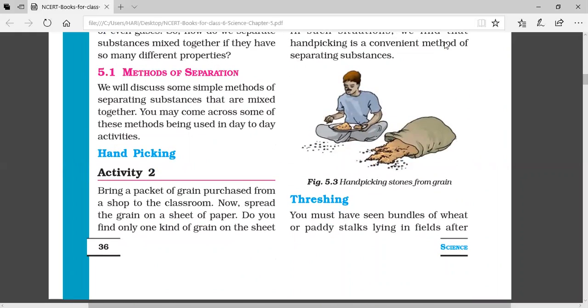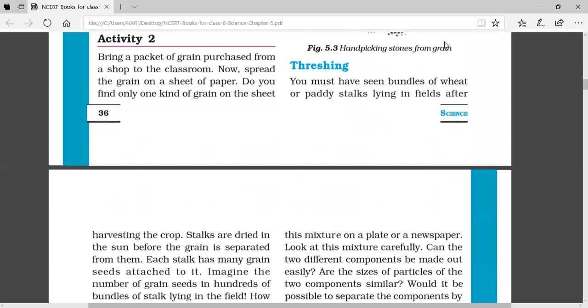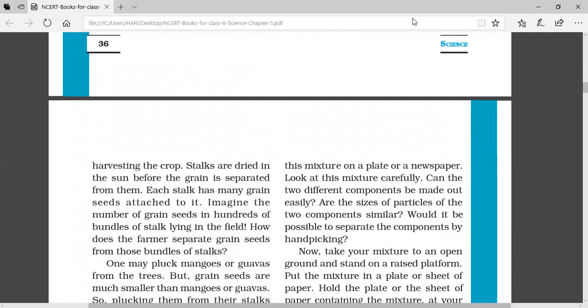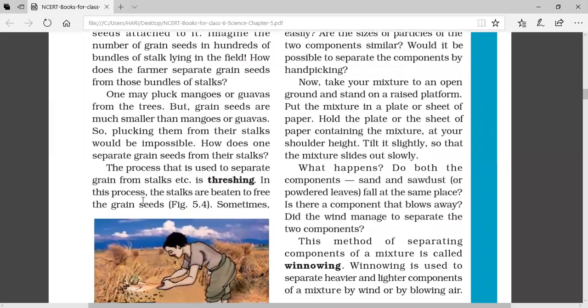Here, after the harvesting of rice and wheat and also pulses, the stalks are tied in bundles. Then they are dried in sunlight before the grains are separated from them. Then the stalks containing the grains are beaten on any hard surface to separate the grains.